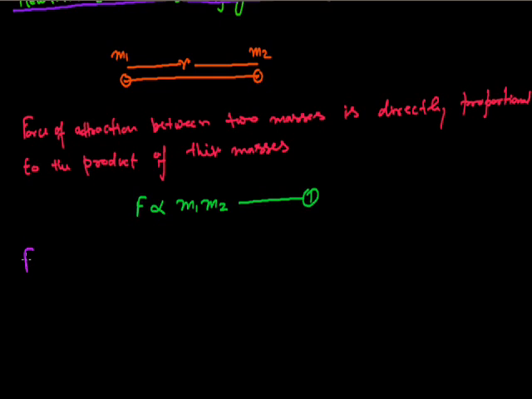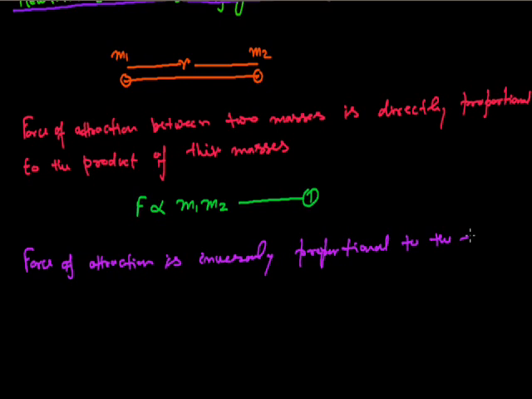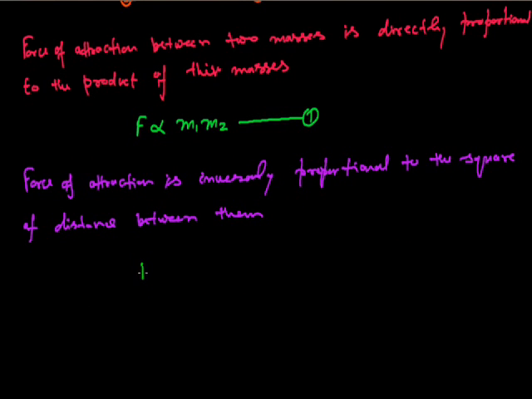Again, force of attraction is inversely proportional to the square of the distance between them. So we can write F is directly proportional to 1 upon r square, or we can say F is inversely proportional to the square of the distance between them.